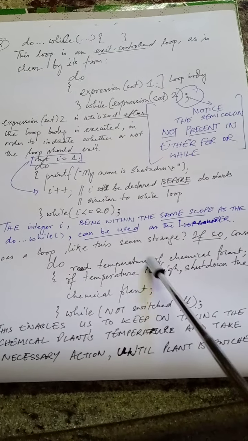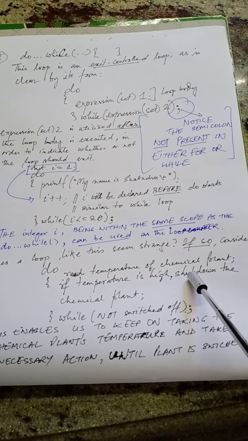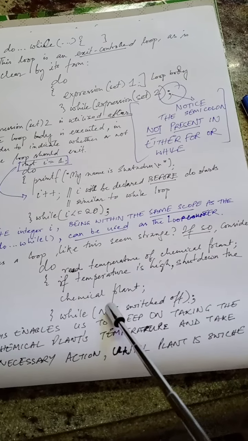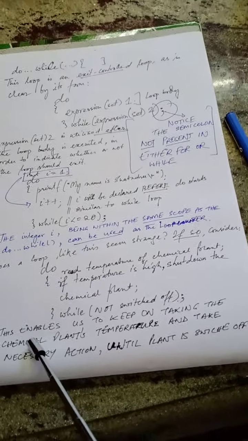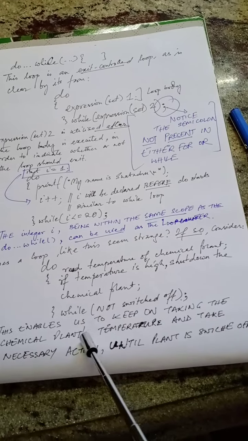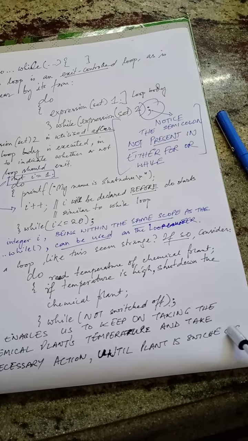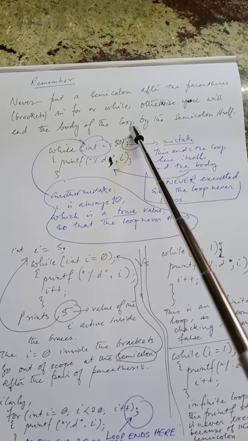So you first read the temperature and check if the temperature is high or not. If it is high, then you shut down the chemical plant and you keep on reading the temperature until the plant is switched off. It makes sense. As I said, this enables us to keep on taking the chemical plant's temperature and necessary action until the plant is switched off. Right?